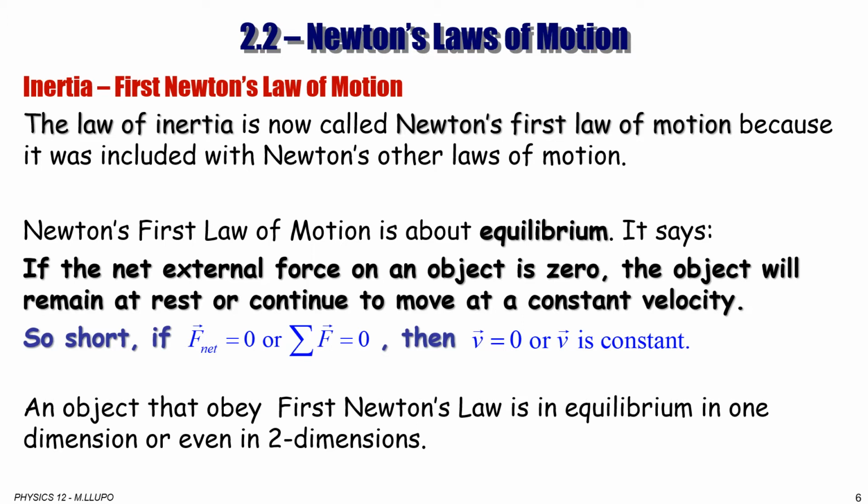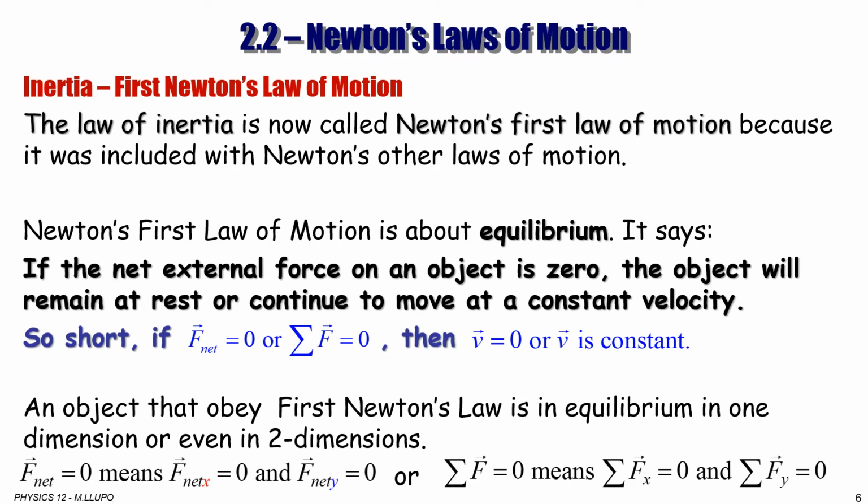An object that obeys Newton's first law is in equilibrium in one dimension or even in two dimensions. And we can write F net is equal to 0. That means that F net on the x-axis has to be 0, and F net on y has to be 0 as well. Or we can rewrite it with the sum of forces, which is the same thing. Sum of all forces equals 0. That means sum of all forces on x-axis has to be 0, and sum of all forces on y-axis also has to be 0.